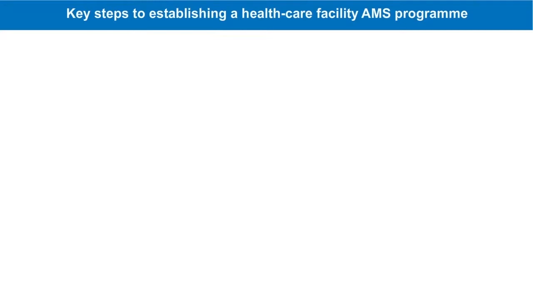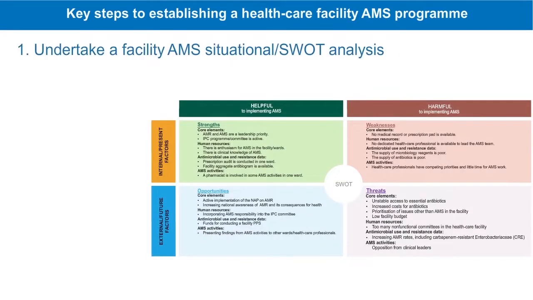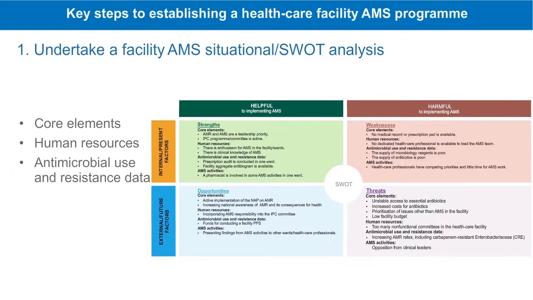Let's look at the key steps to establish a healthcare facility AMS program. The first step is to undertake a facility AMS situational or SWOT analysis using the checklist of healthcare facility core elements. Pay attention to the essential facility AMS core elements: human resources, antimicrobial use and resistance data, and AMS activities.